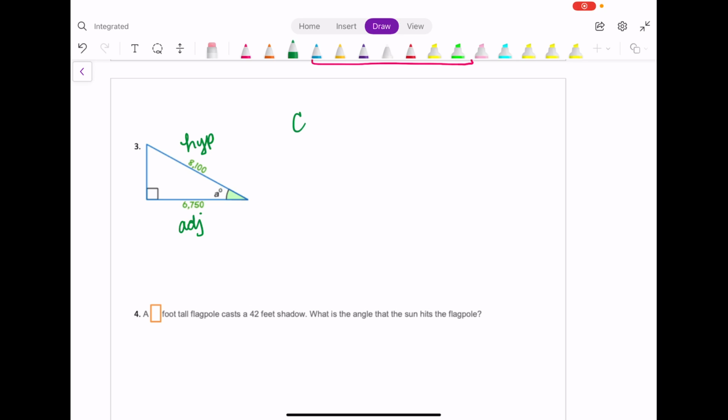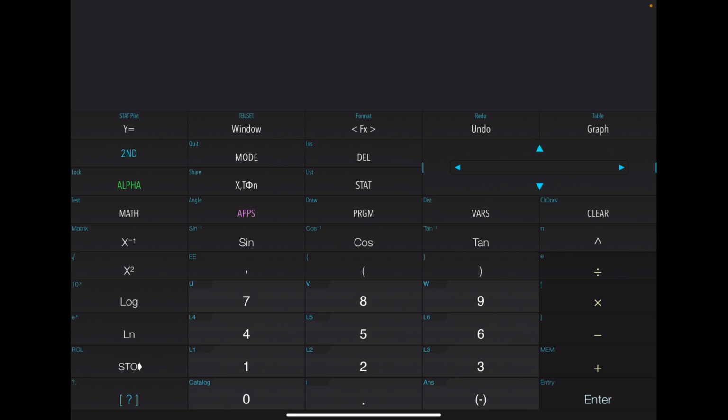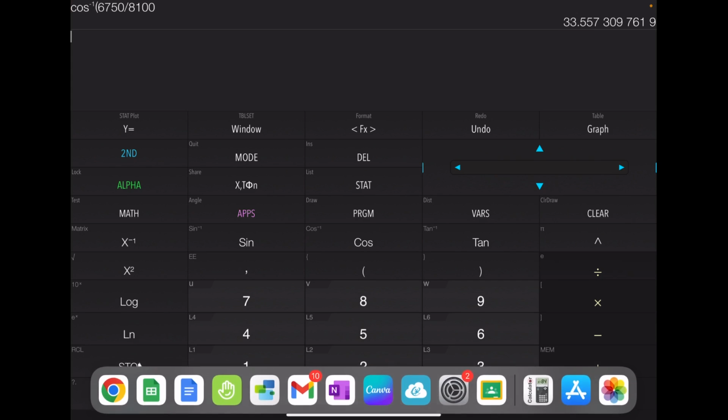So we're going to use the cosine of angle A is 6750 over 8100. So A is about, so I'm going to use second cosine now, 6750 over 8100. 33.56.